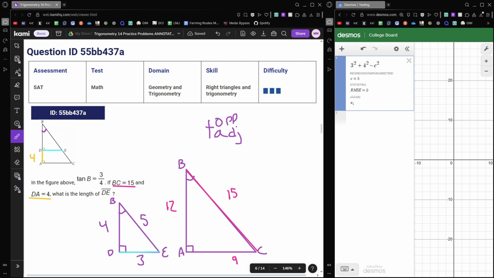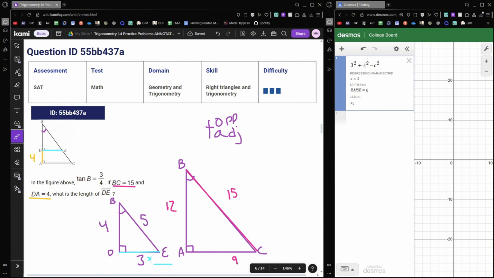Alright, so we know that 3 is obviously not going to be the actual length of line DE, but the length of line DE will be 3 times a certain number. Now all we have to do is find out what that number is. In the big triangle, that number was 3, but we don't know if that's going to be the same in the smaller triangle.